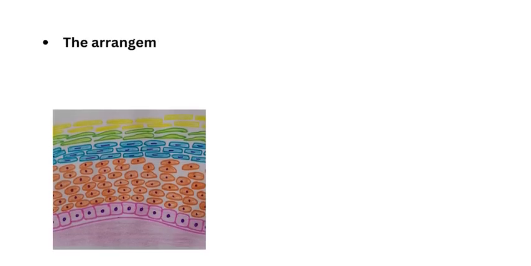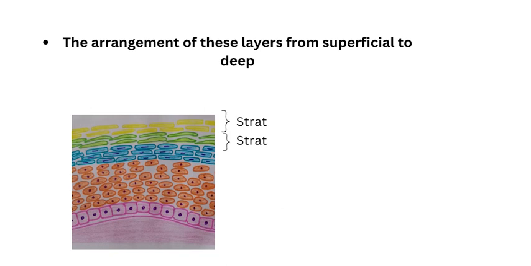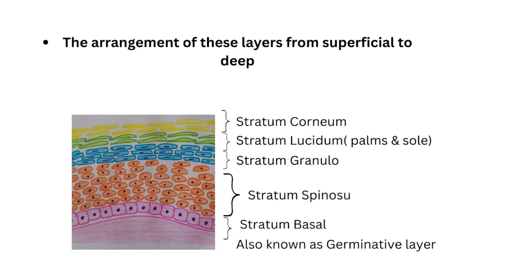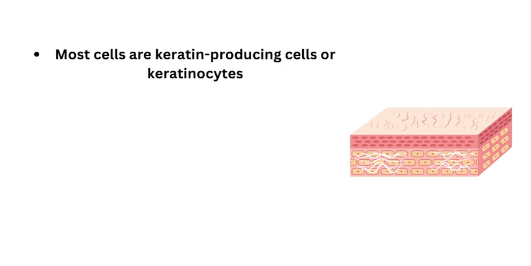The arrangement of these layers from the superficial to deep is stratum corneum, stratum lucidum, which is also present in palms and soles, stratum granulosum, stratum spinosum, and stratum basale, which is also known as the germinative layer. Most cells of the epidermis are keratin-producing cells or keratinocytes.